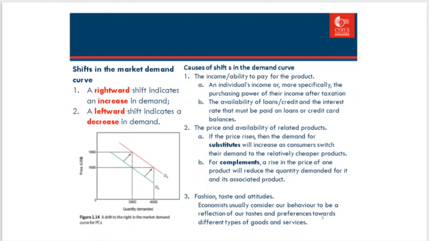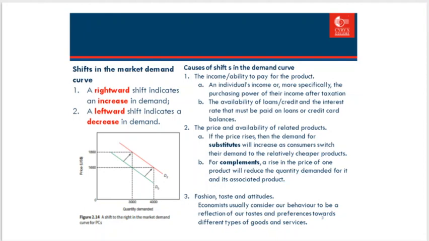Second, the price and availability of related products. A. If the price rises, then the demand for substitutes will increase as consumers switch their demand to the relatively cheaper products. An example of a substitute product is apple and orange. Let's say the price of apple is increased, so people will buy more orange. On the other hand, if the price of orange is increased, people will buy more apple.